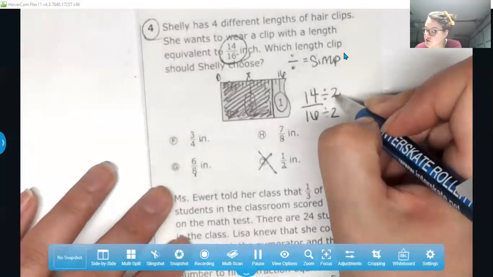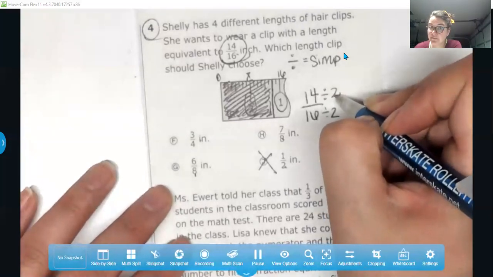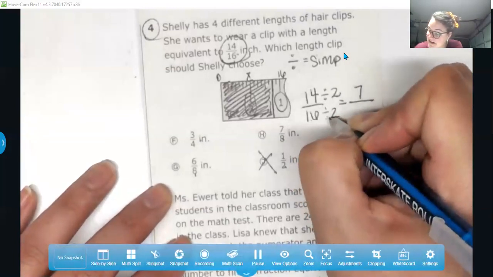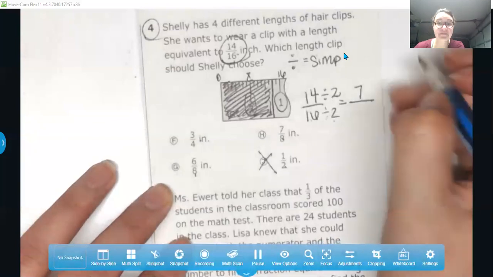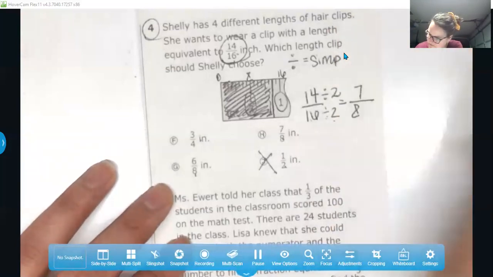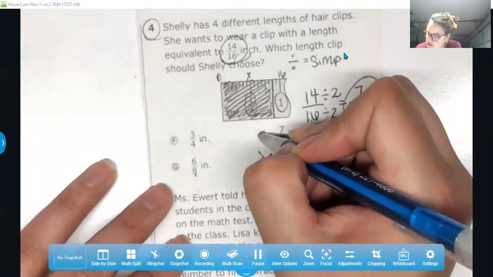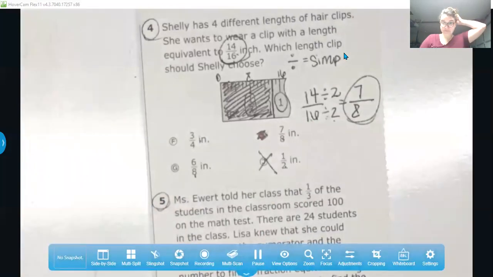14 divided by 2, 7. 16 divided by 2, 8. Hey, look at that. So 14/16 is equivalent to 7/8. It is also the simplified version because we divided to get there.